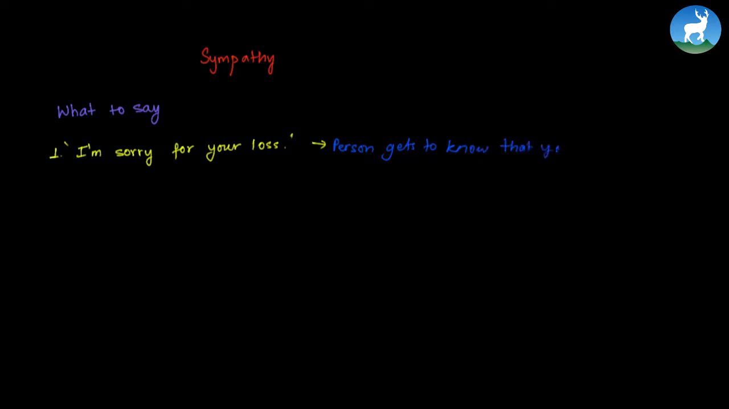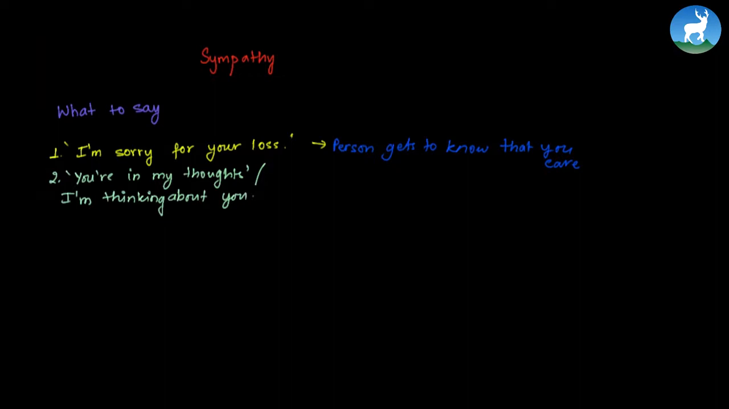The other thing is, you're in my thoughts, or I am thinking about you. This phrase simply lets the person know that you are aware of the emotional difficulty, which helps the victim feel less isolated in his or her experience. So by this phrase, you are letting the person know that you are aware of the emotional difficulty, which helps the victim feel less isolated.